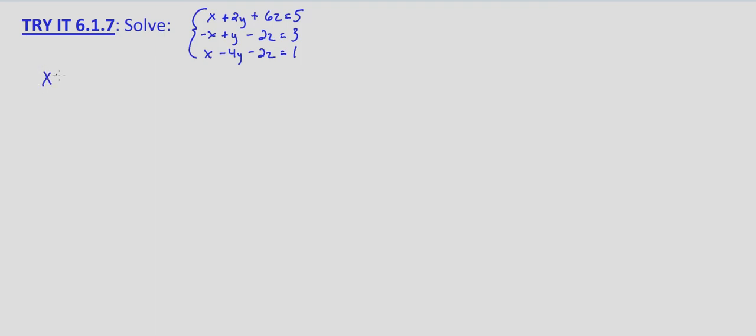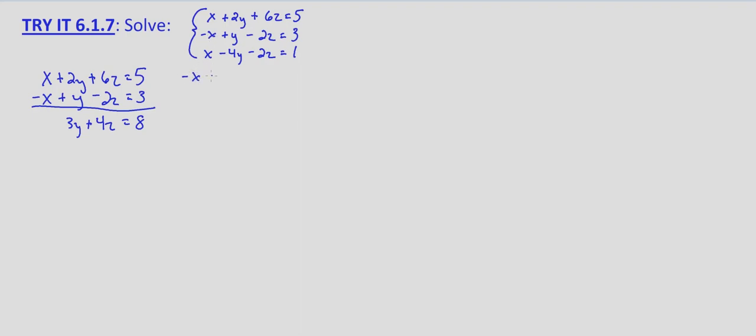x plus 2y plus 6z equals 5. And then our second equation, negative x plus y minus 2z equals 3. Now if we just add those equations, the x's cancel. We end up with 3y plus 4z equals 8. And now we'll go ahead and repeat this process with the second and third equations.